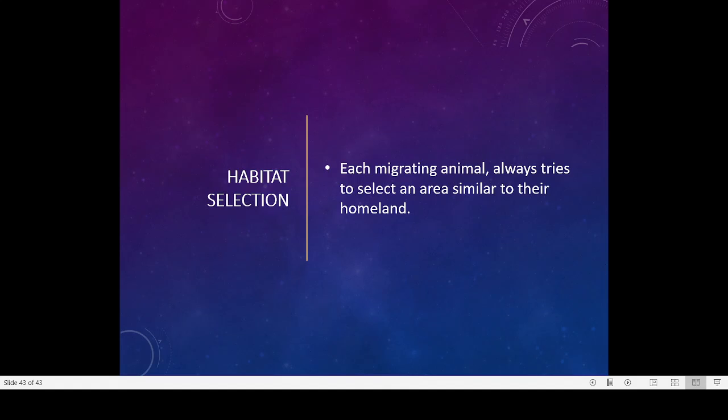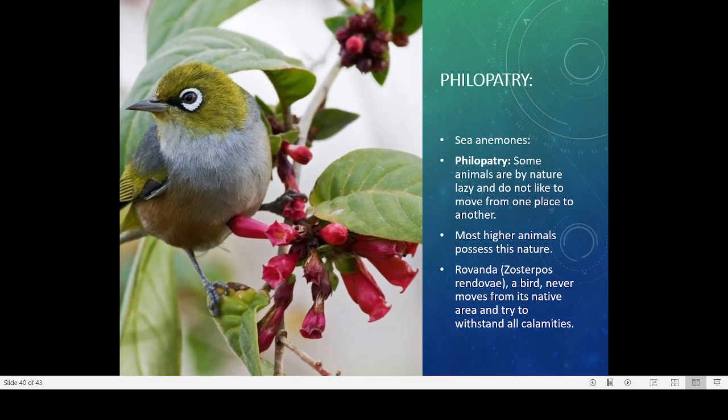In the case of migrating animals, they are always trying to find an area similar to their natural home, similar to their natural homeland. So when they are unable to find that, they will be going back to their original home. So these are all cases of the different barriers.